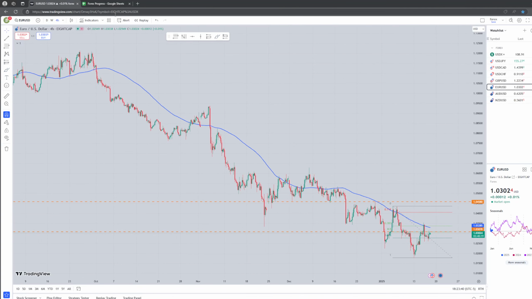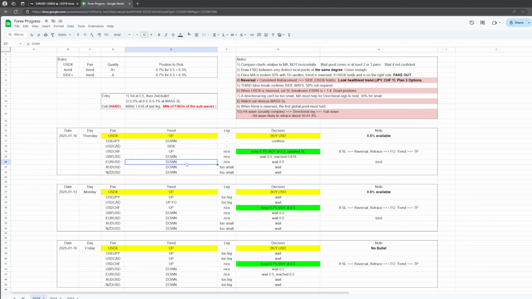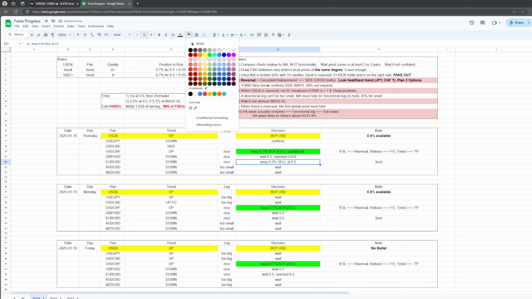Okay, so let's write it down. Euro USD, trend is down, leg size is nice. Our decision is to keep 0.7%, sell at 50% retracement, which is a perfect execution according to our trading system.